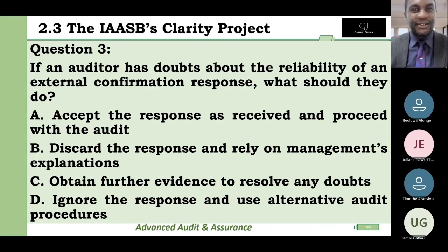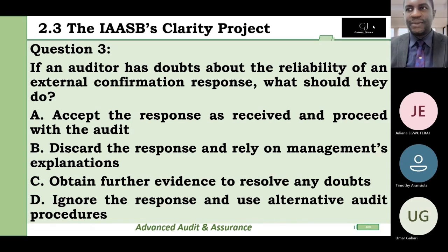Okay. Number 3, if an auditor has doubts about the reliability of an external confirmation process, what should they do? A, accept the response as received and proceed with the audits. B, discard the response and rely on management's explanations. C, obtain further evidence to resolve any doubts. Wow, that was so fast too. Okay, that was J, C. D, ignore the response and use alternative audit procedures. Okay, T, pick C.